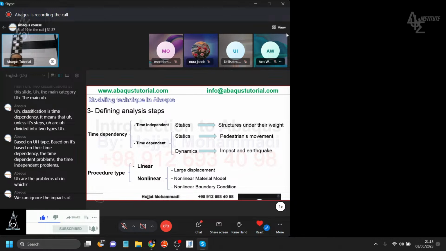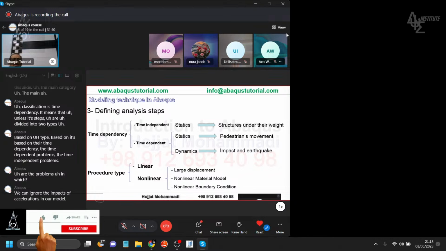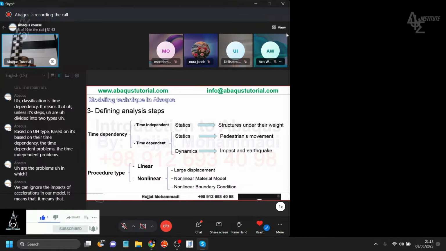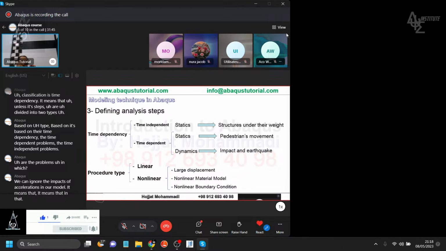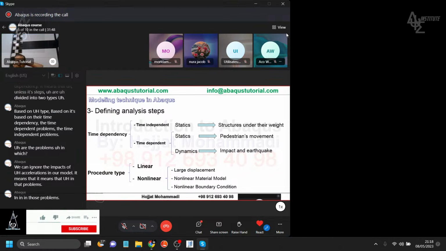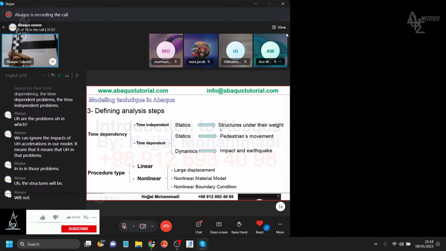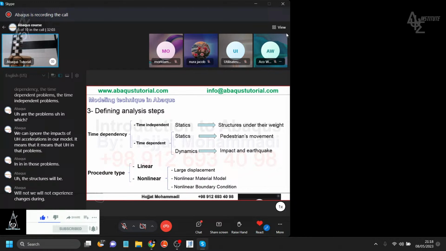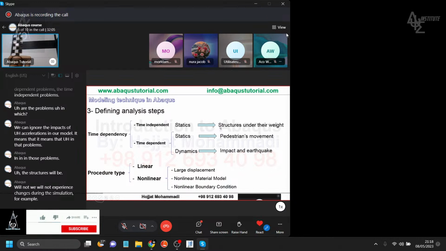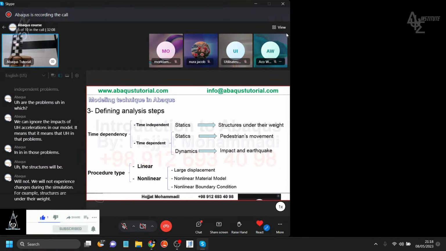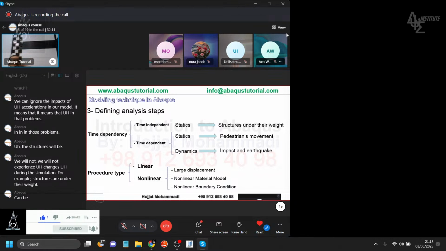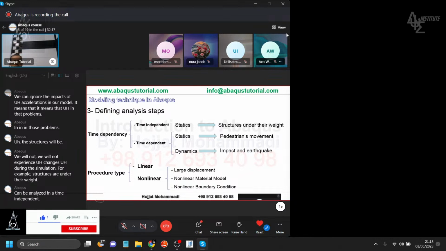of accelerations in our model. It means that in those problems, the structures will not experience changes during the simulation. For example, structures under their weight can be analyzed in a time-independent protocol.